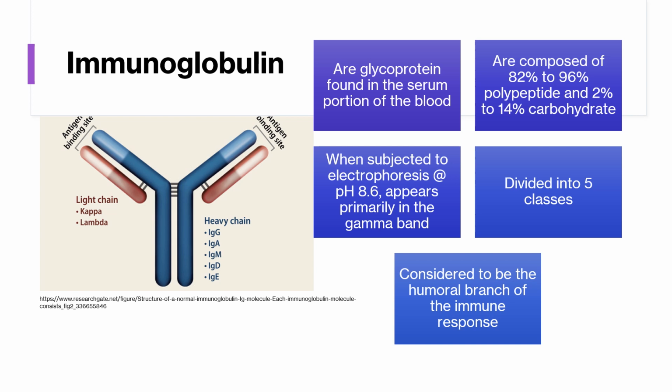Okay, so when B lymphocytes are stimulated by antigen and undergo differentiation, the end product is antibody, or we call it immunoglobulin. This is the picture of immunoglobulin, and I get this from the link below. Immunoglobulins are actually glycoproteins found in the serum portion of the blood. They are composed of 82% to 96% polypeptide and 2% to 14% carbohydrates. Now, when subjected to electrophoresis at a pH of 8.6, it appears primarily in the gamma band.